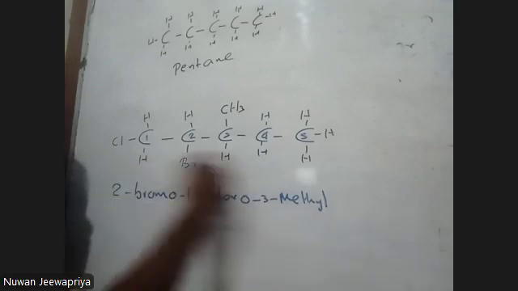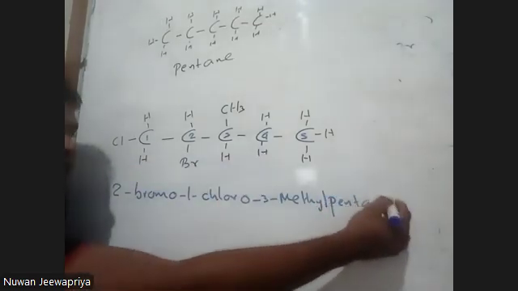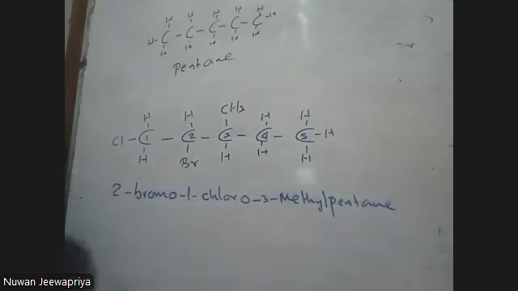Totally how many carbon? 5. We call it pentane. A 2 bromo, 1 chloro, 3 methyl pentane. That is the name. So now I will make a little change again in this one and we see how to name that.